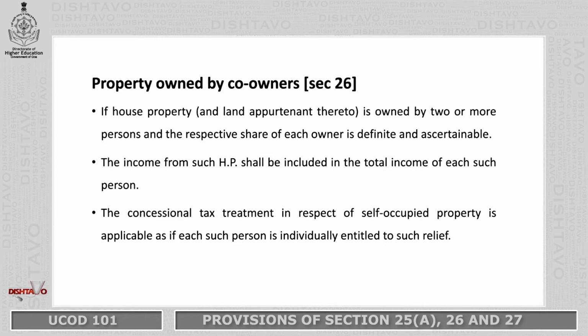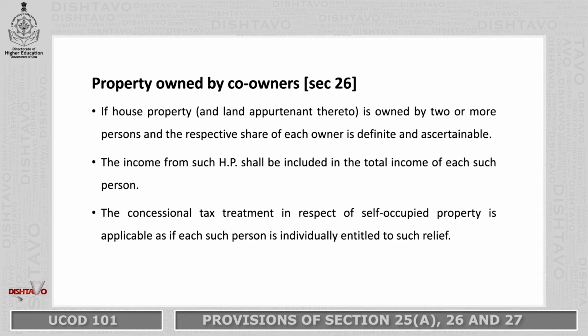Next is section 26, property owned by co-owners. Co-owners means one property is owned by more than one owner. If the house property and the land appertaining thereto is owned by 2 or more persons and the respective share of each owner is definite and ascertainable, the income from such house property shall be included in the total income of such person. That means it will be added to that person's income.